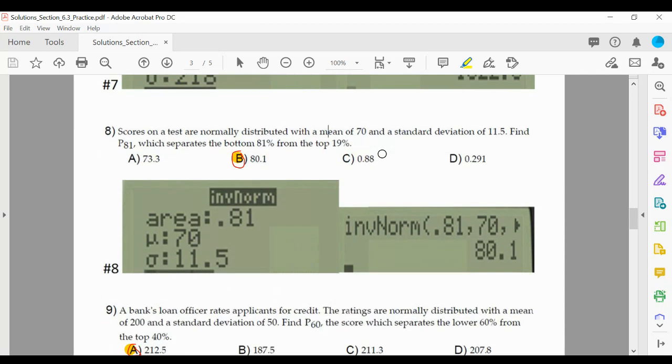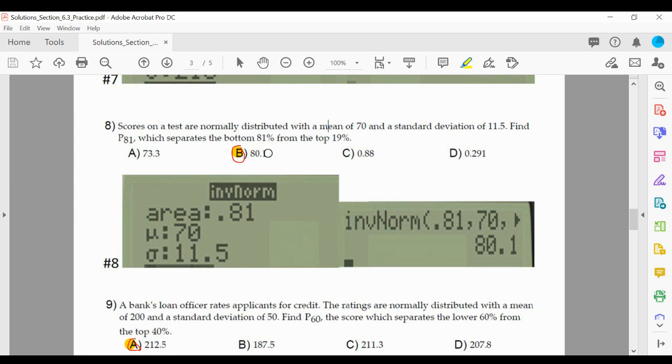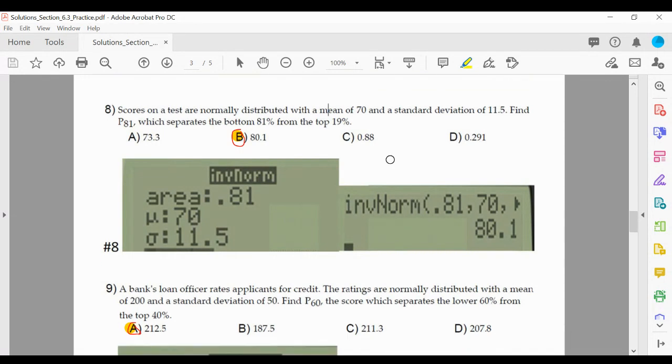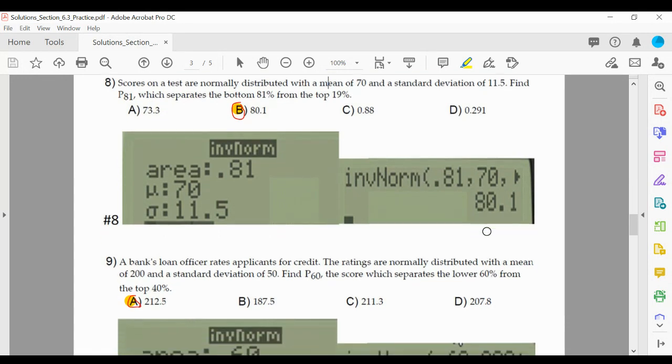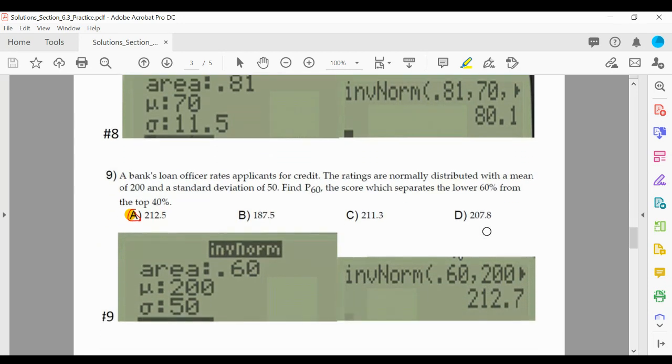Number eight, same idea. You want the value that separates the bottom 81 from the top 19. Well, the value that we're looking for, this is a left-handed table. The area that's associated with the value we're looking for is to the left. What's to the left is the bottom portion, 81%, which is 0.81 as a decimal. Not the top part, because it's a left-handed table, to the left. Bottom is to the left, top is to the right. You don't want the right, you want the left. Notice this answer is spot on. Usually inverse norms are spot on, even though you have non-standard normals.